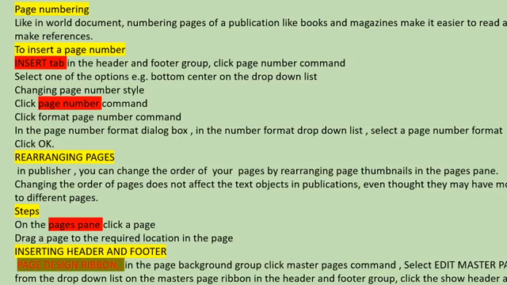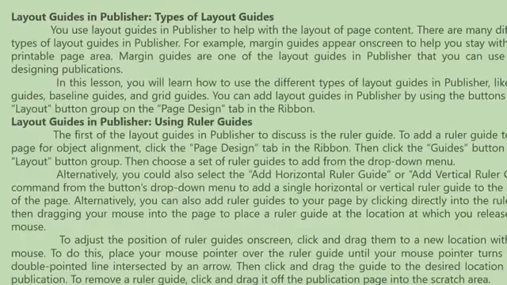Then inserting header and footer. In the page design ribbon, in the page background group, click Master Page command, select Edit Master Pages. From the drop-down list on the Master Page ribbon, in the header and footer group, click the Show Header and Footer button. Type your header and footer respectively. But you can also type one. If you don't need to type both, then you just type the one that you want.